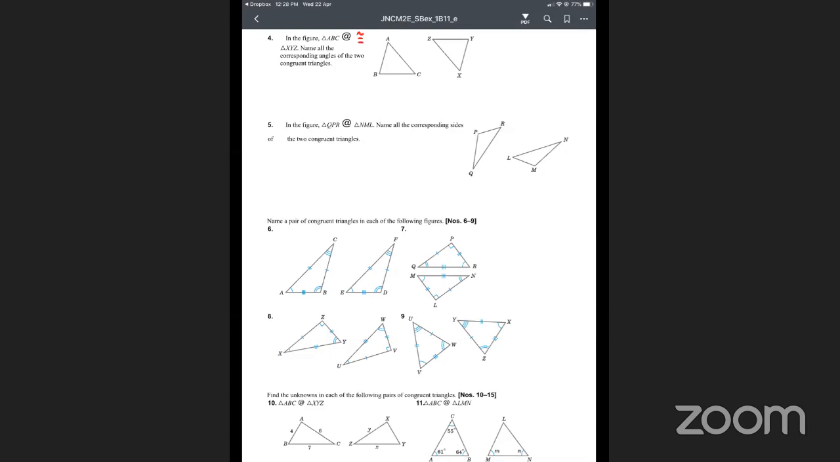Okay, triangle ABC is congruent to triangle XYZ. Name all the corresponding angles of the two congruent triangles. Now, this one, I think you should know the meaning, but I just want to show you how to write your answer.